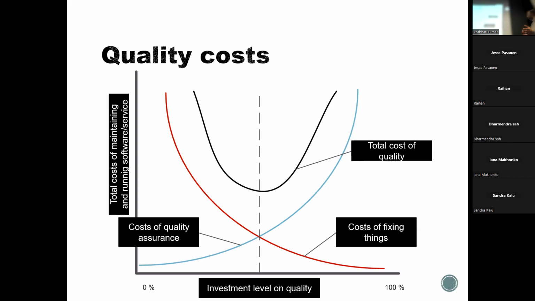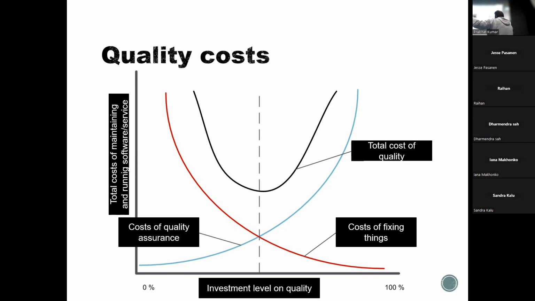And on the other hand, if you increase this investment, the total cost of maintaining and running software and services gradually decreases. The red curve comes down. And the same is with the cost of quality assurance. If you have used quality assurance during the initial buildup of the whole software, you can see on the x-axis, the cost, if you are taking this quality assurance from the initial point, the total cost is less, right? The total cost is less.